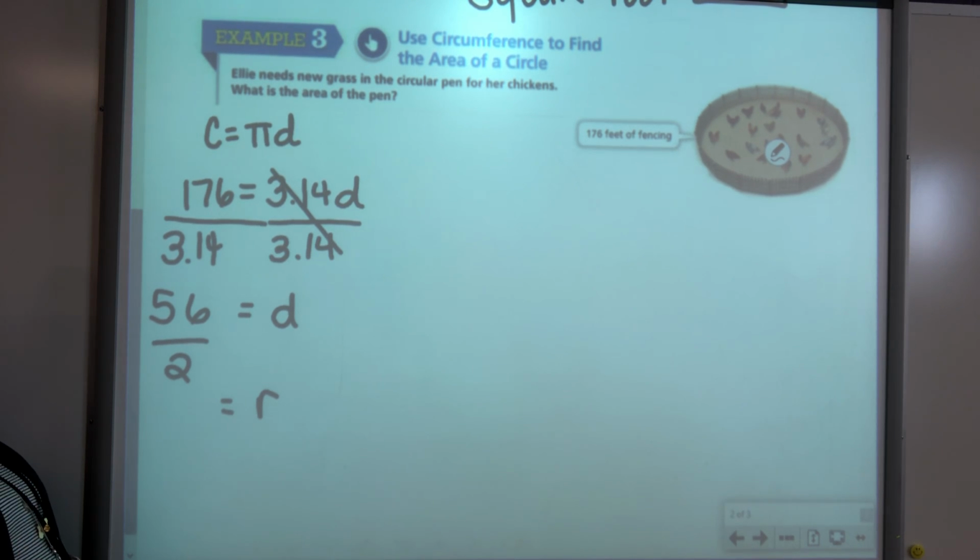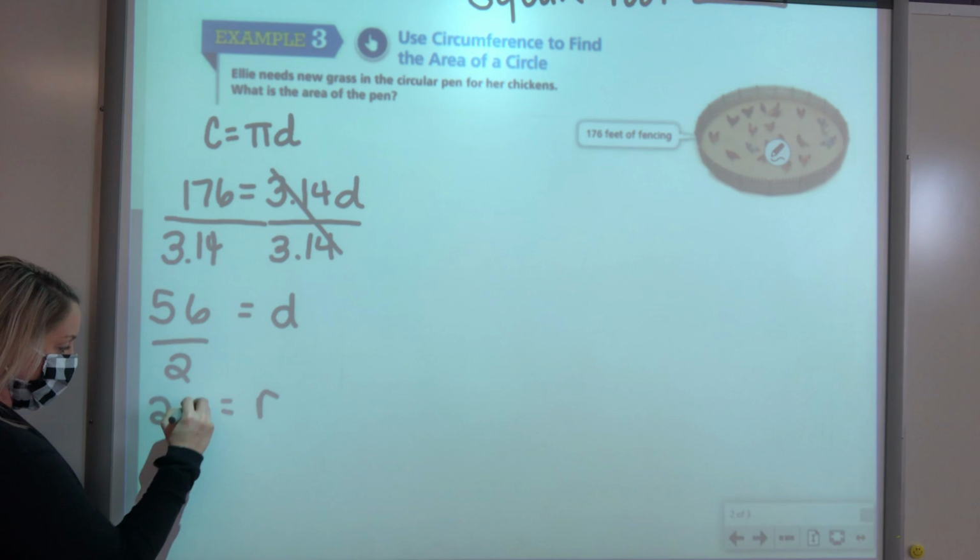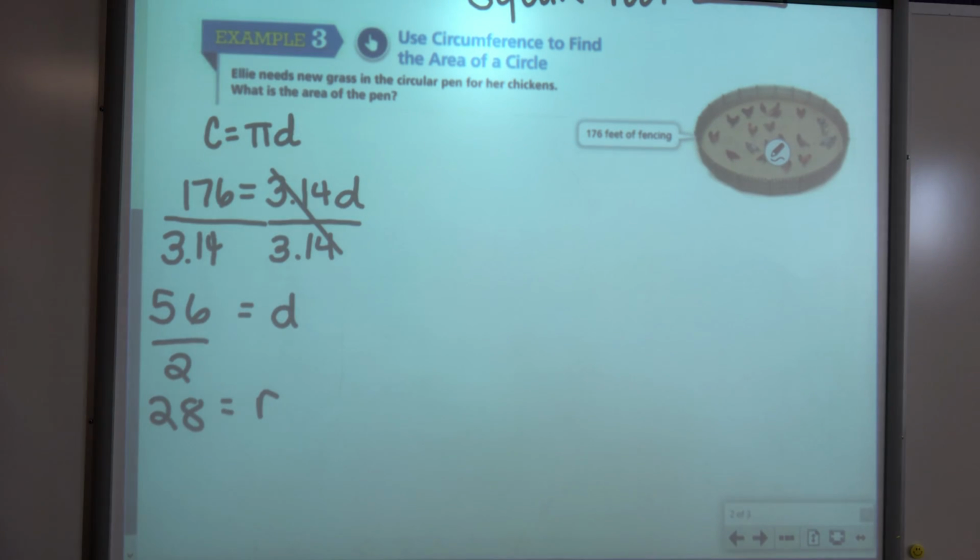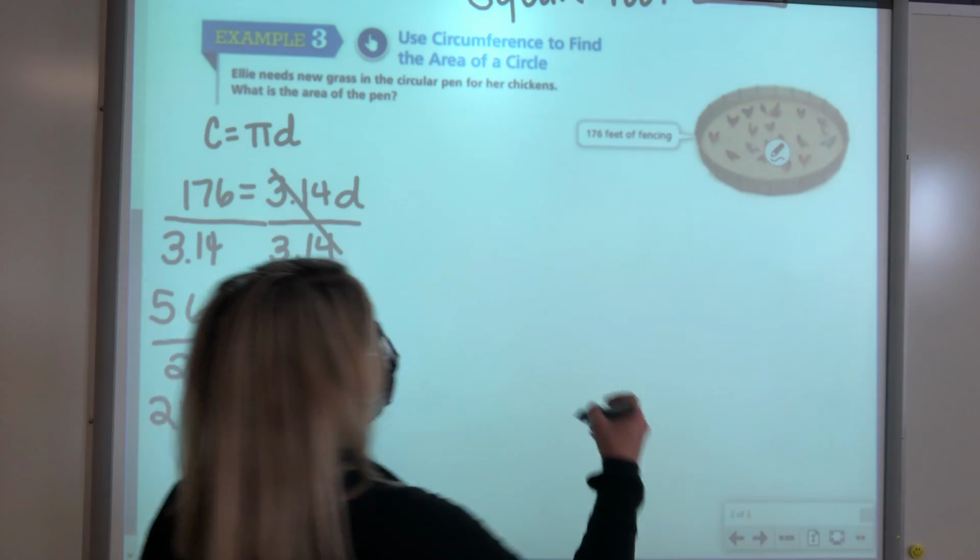Well, 50 divided by 2 is 25. 6 divided by 2 is 3. So 25 plus 3 is going to be 28. So if our radius is 28, how are we going to use that? Because it didn't ask for the radius. It asked for the area. So now I need to do another problem.